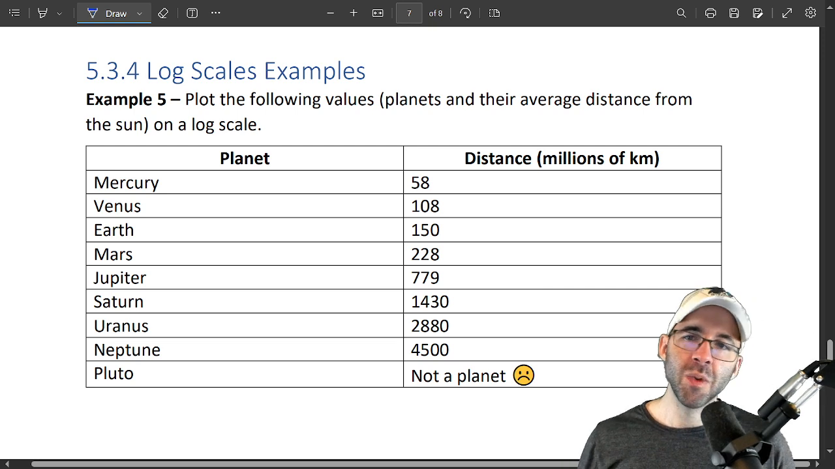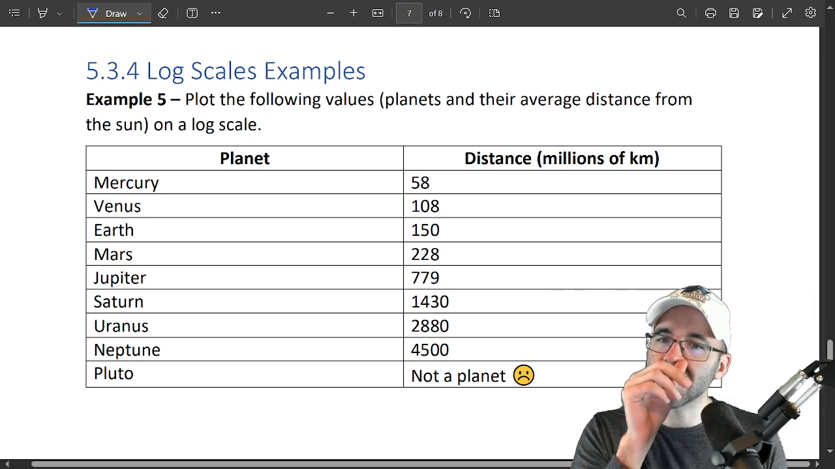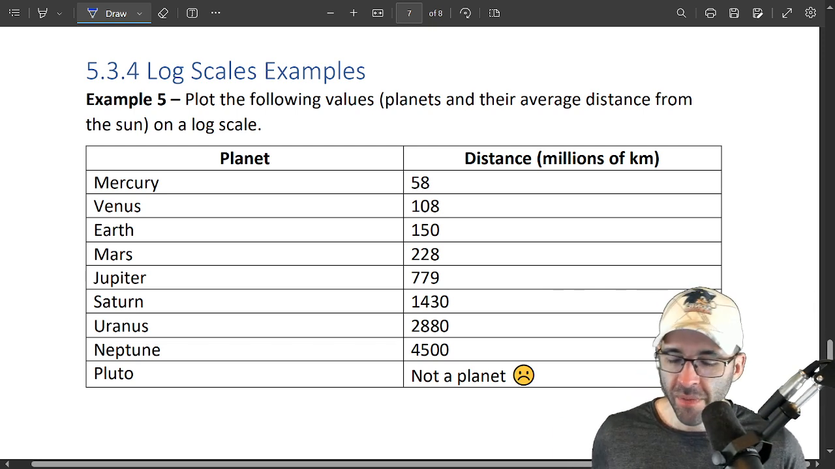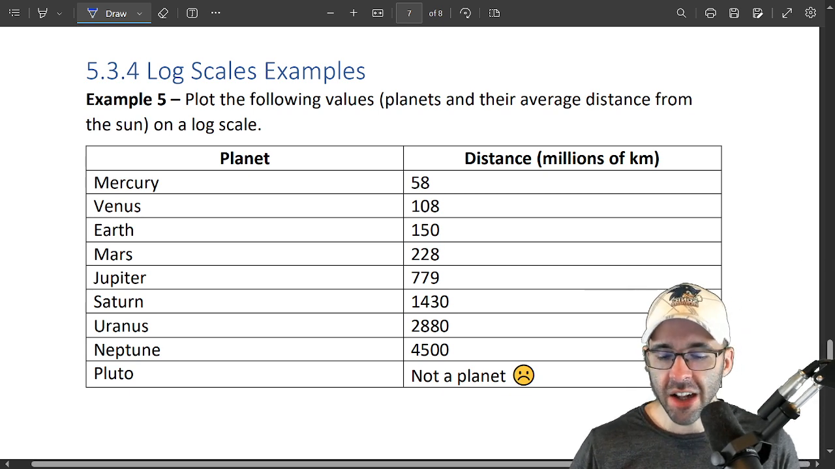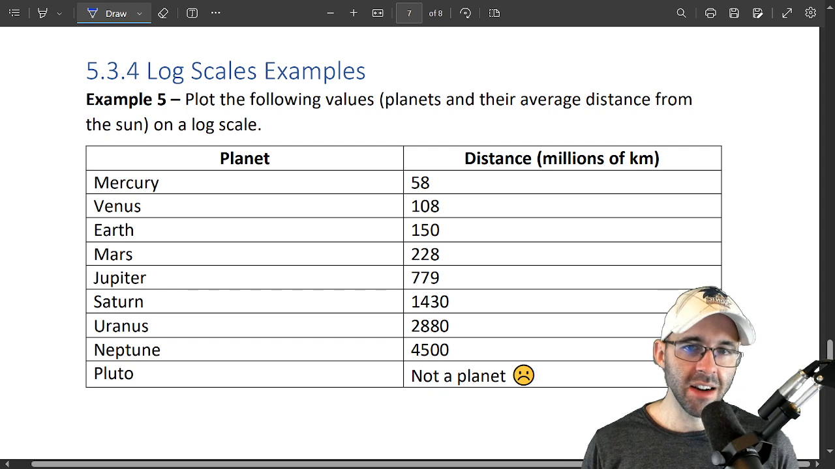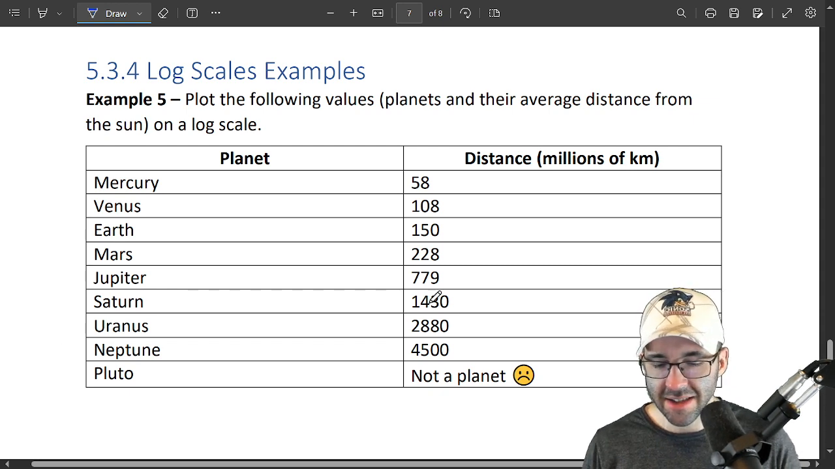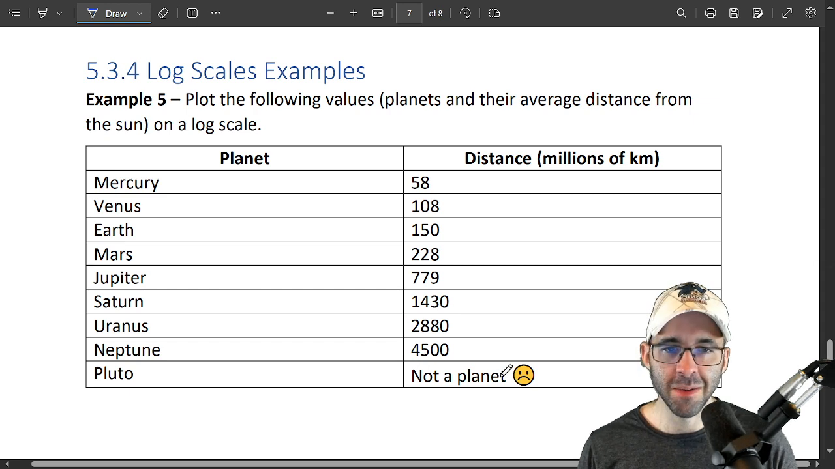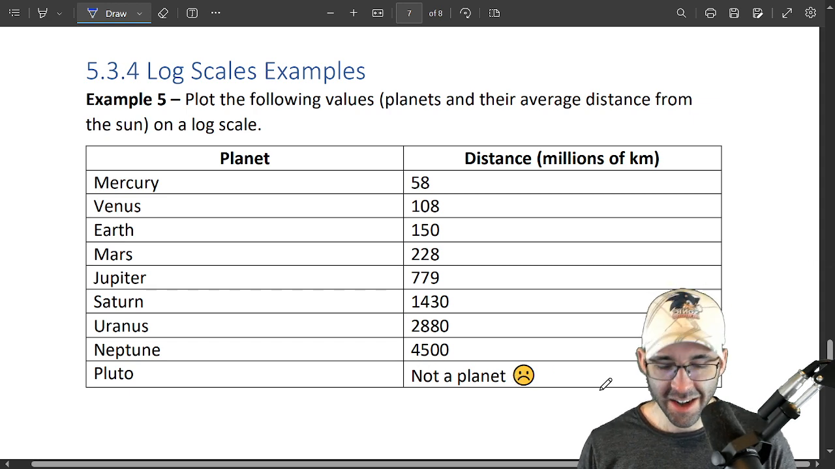In this next video, nothing new. Let's just get some more practice using things with log scales. Example 5 says to plot the following values, planets and their average distance from the sun on a log scale. So we've got all the planets, all their distance in millions of kilometers, and rest in peace, Pluto, not a planet anymore.